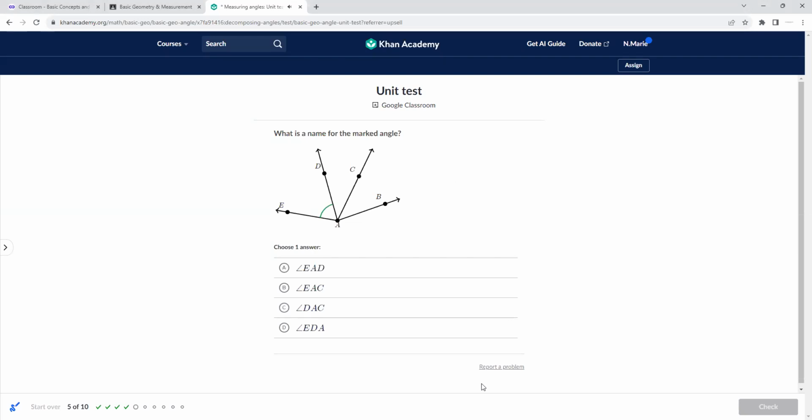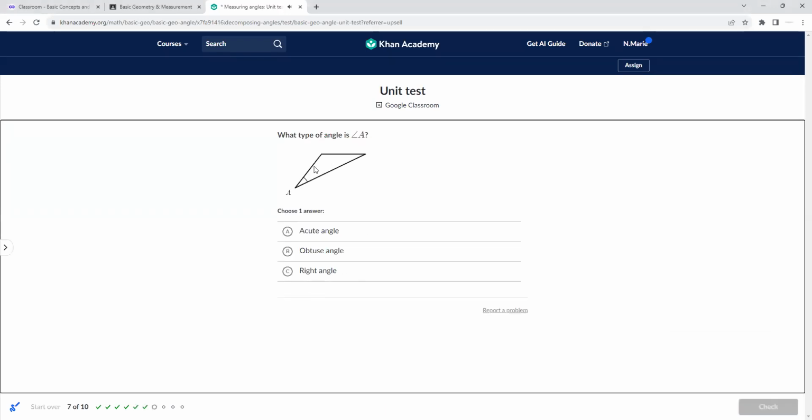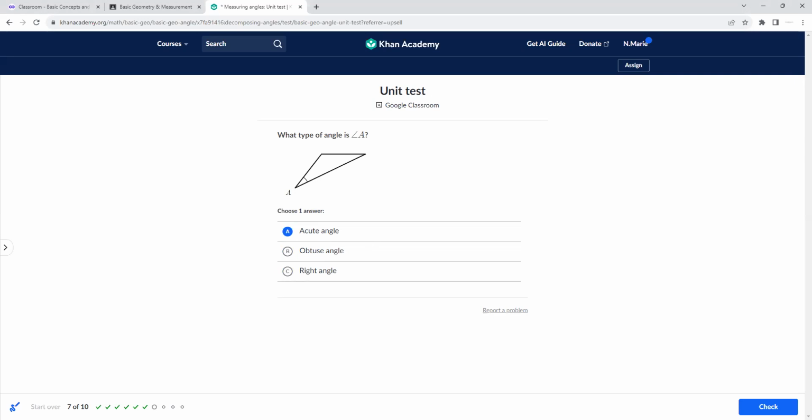How would we name this angle? We would name it EAD or DAE. They gave us EAD as an option. How many degrees is this angle? 120, very simple. What type of angle is this? Well, it's less than 90 degrees. It's not a right angle. It's not greater than 90. It's a cute little angle.